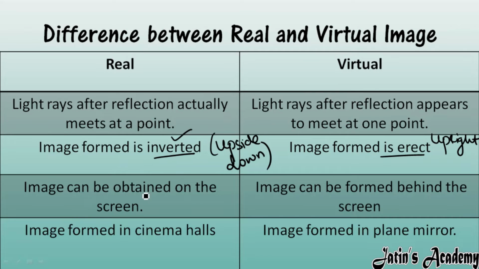Next, a real image can be obtained on a screen. Real images are obtained on a screen because in a real image the reflected rays actually meet at one point, and a virtual image is always formed behind the screen. Okay, next we have examples. The image formed in a cinema hall is a real image, and the image formed in a plane mirror is a virtual image.